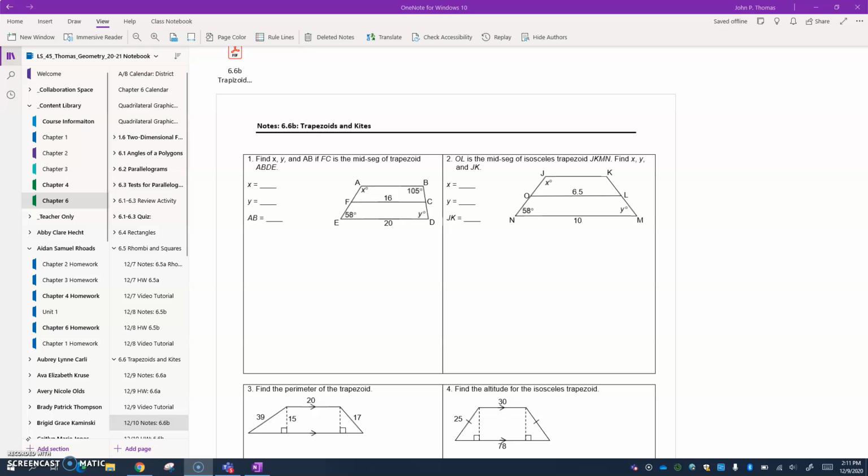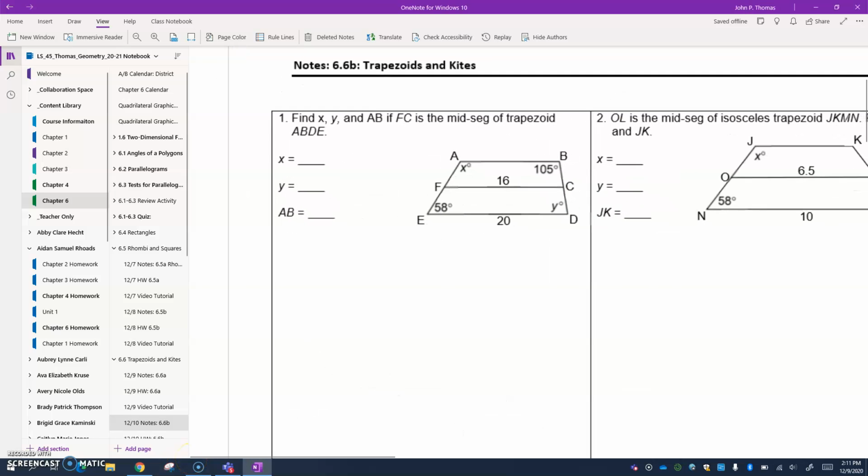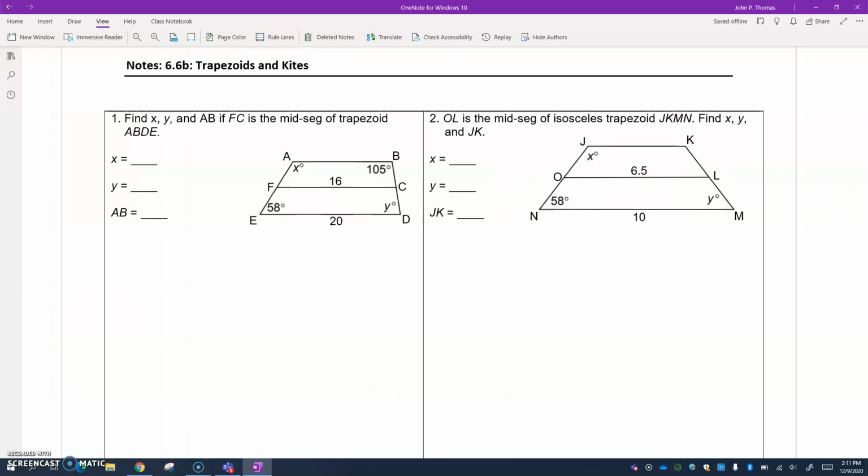So now you're back, and we're going to go over these 4 now that you've already given them a try for 10 minutes. Hopefully you really did give them a try during that 10 minutes that you paused this video. All right, so if we go over these, let's look at the first one. It says find XY and AB if FC is the mid-segment of the trapezoid ABDE.